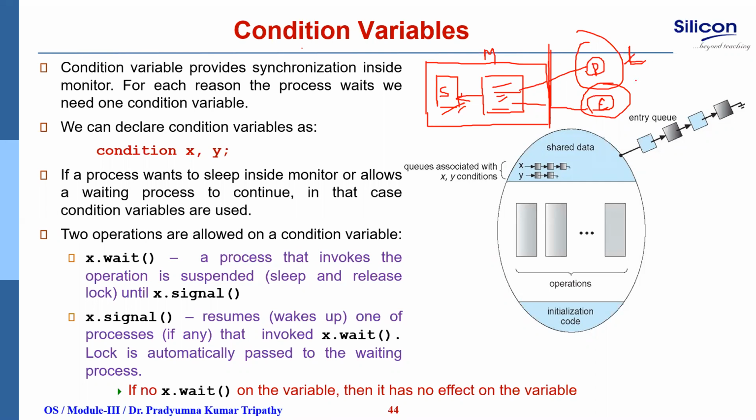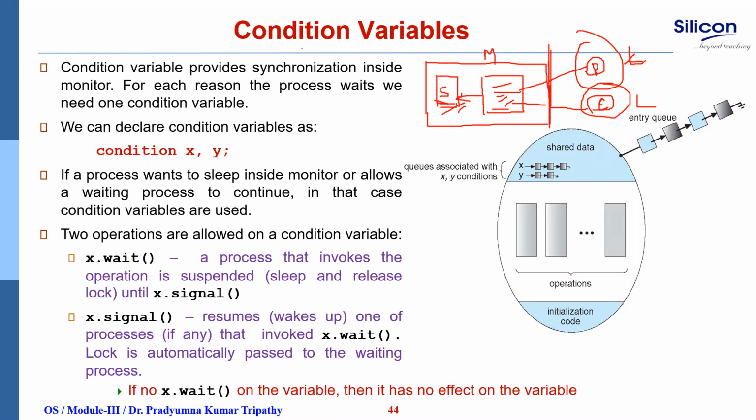Suppose the consumer moves and puts a lock over here. That means no producer or consumer can enter now. So the consumer will go, put a lock, but find that no item is produced. Nothing is there. So it will wait. Why will it wait? Because the item will be produced and then it will take it, because that is written inside the consumer code we have written.